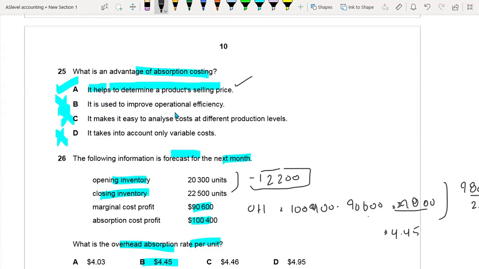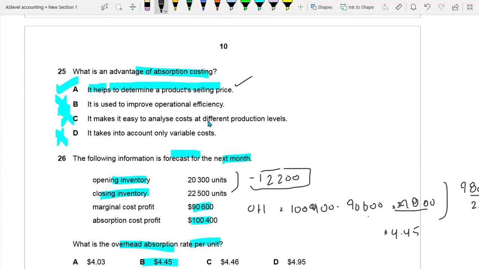It is used to improve the operational efficiency. So just remember that absorption costing is just quantitative information. It is not related with any qualitative thing. So that's why by using absorption costing, we cannot improve our operational efficiency. So B is not the right option.